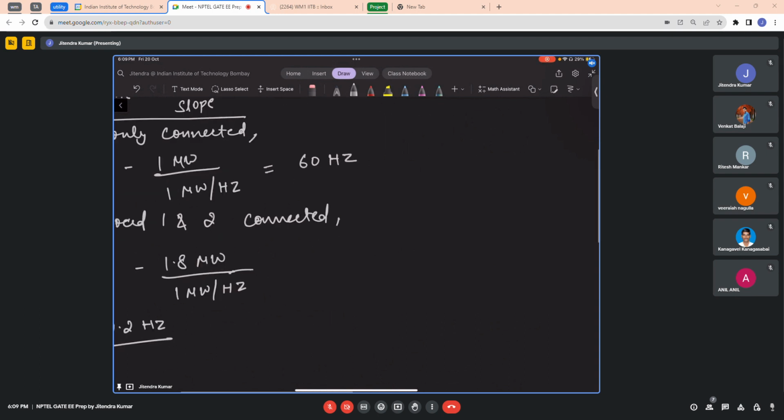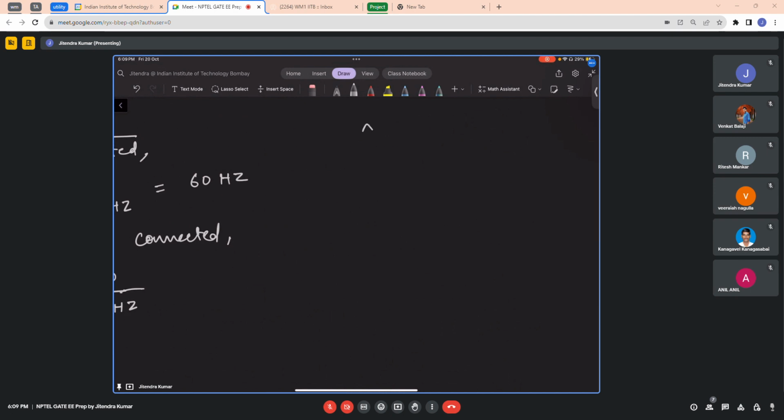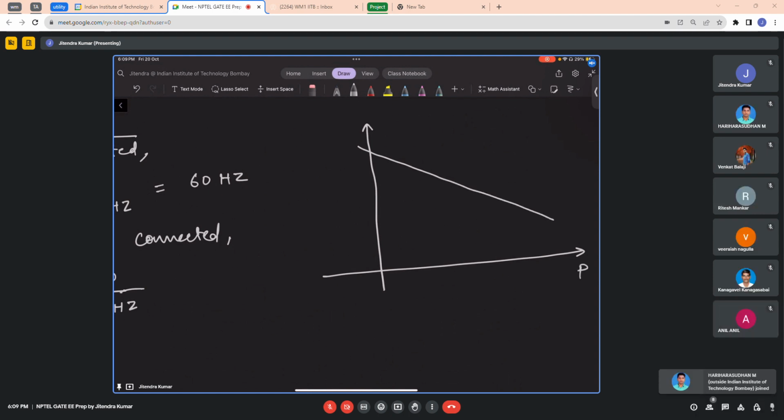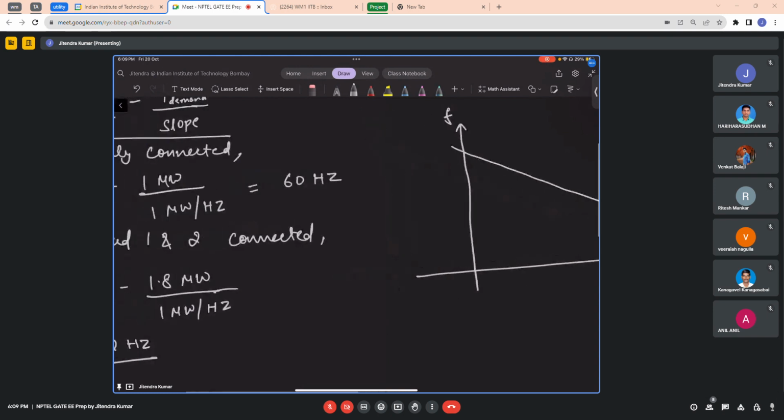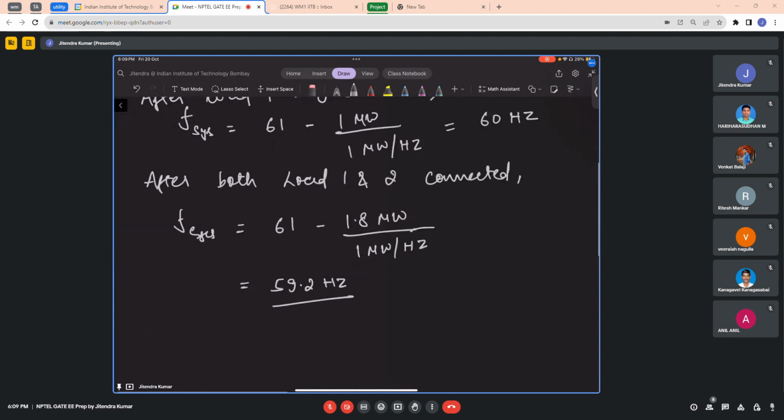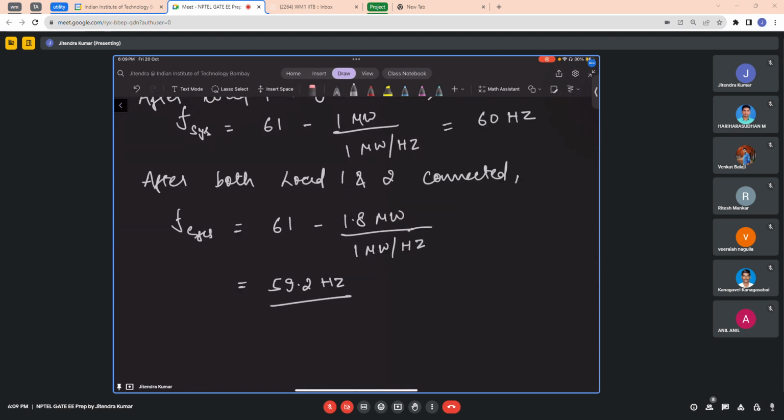So as you keep on increasing the load, you can observe the droop in frequency. So the characteristic is something like this. This is the power, this is the frequency. So this is known as the droop characteristics. I hope it is fine till now.